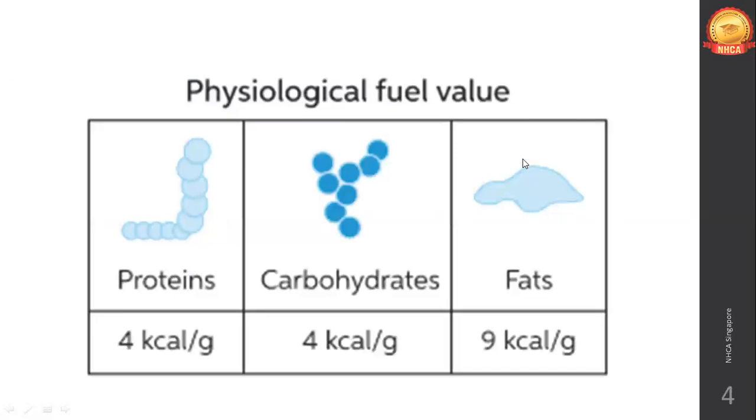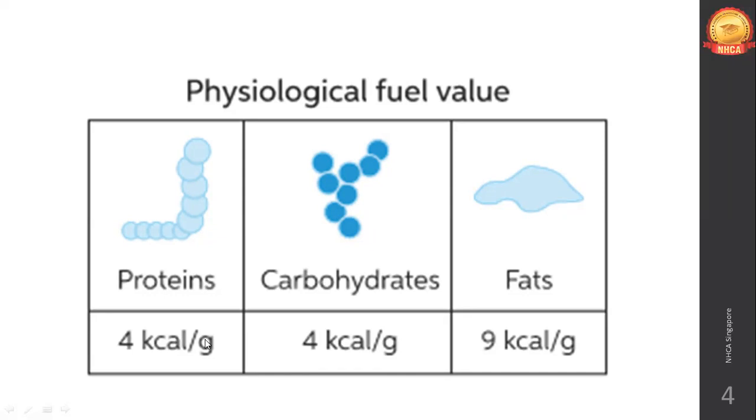Coming to the physiological value of food, which means when you are burning any food item within the body, how many calories do you expect to produce? First is proteins. 1 gram of protein can give you 4 kilocalories of energy. Carbohydrates again will give you the same 4 kilocalories of energy. 1 gram of carbohydrate can give you 4 kilocalories. Fat, 1 gram of fat can give you 9 kilocalories.